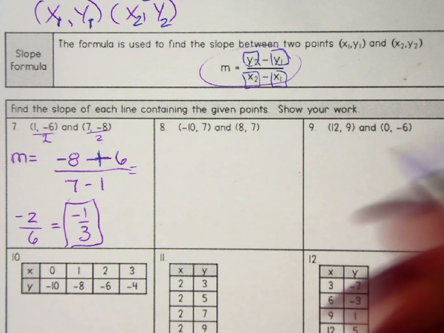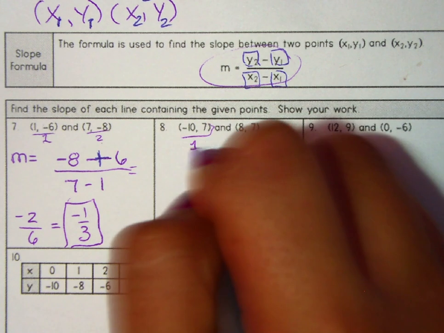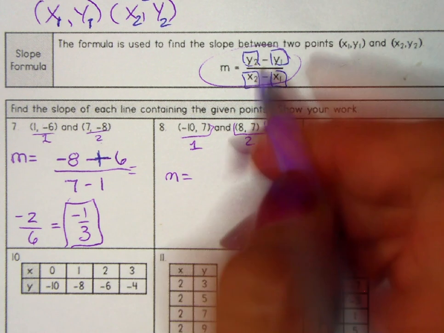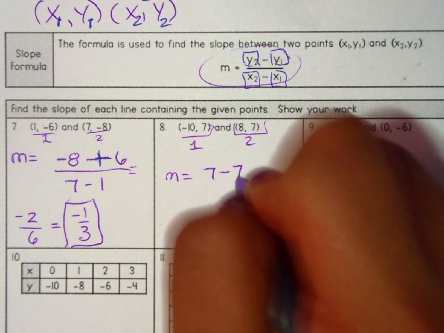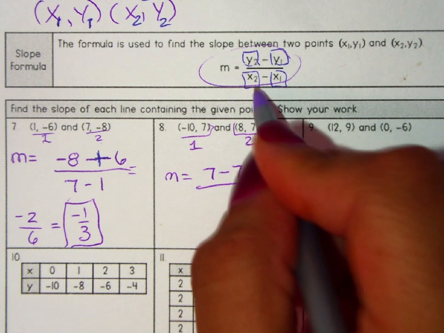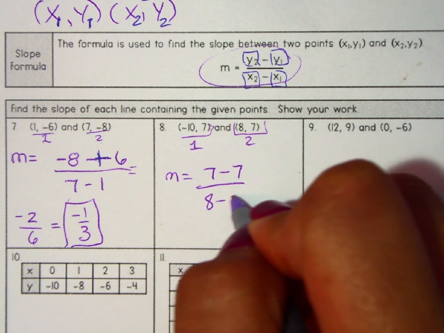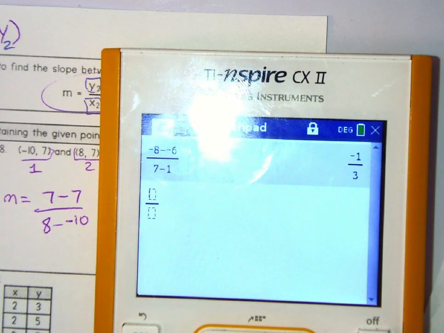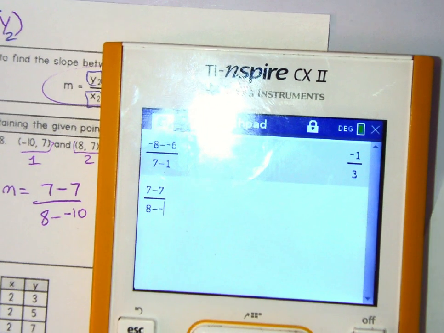All right, next problem. Let me do one more. We're going to do 0.1, 0.2. The setup is going to be y value of the second point, which is 7, minus y value of the first point, which is 7, over x value of the second point, 8, minus the x value of the first point, -10. So once again, if you type this in the calculator, you're going to type it exactly the way that you have it right there. 7 minus 7 and 8 minus -10.